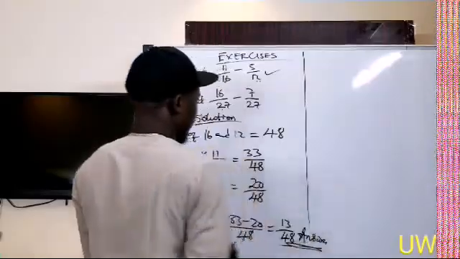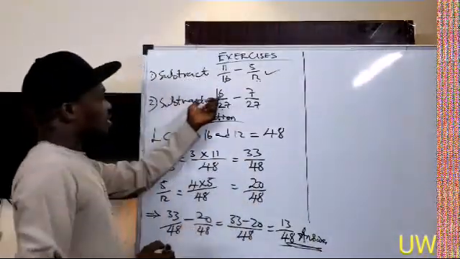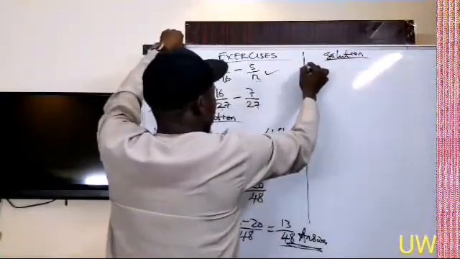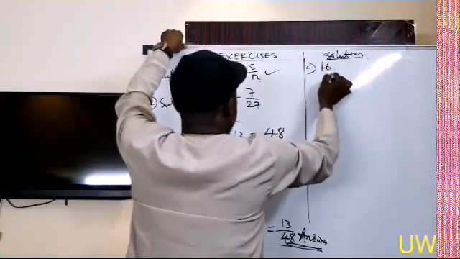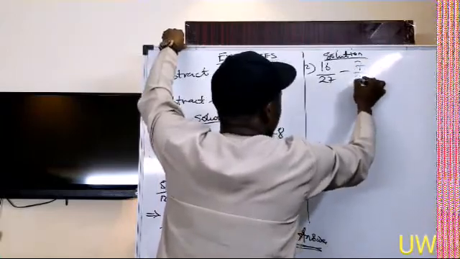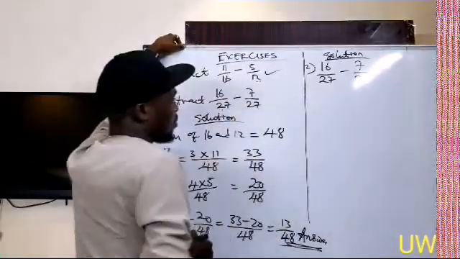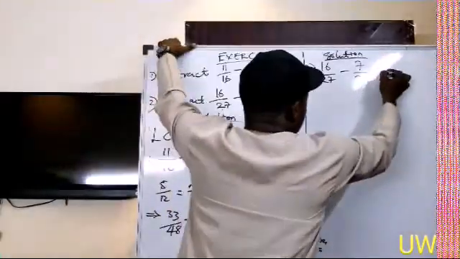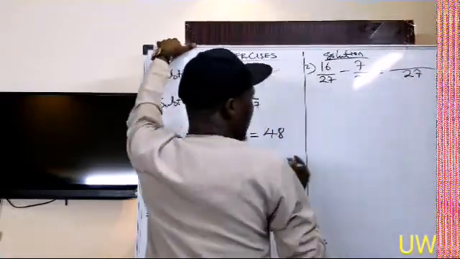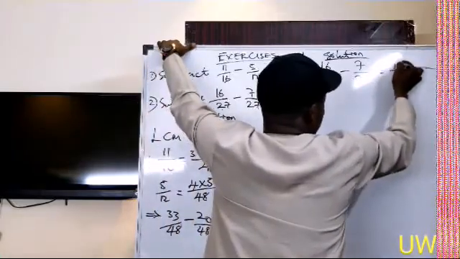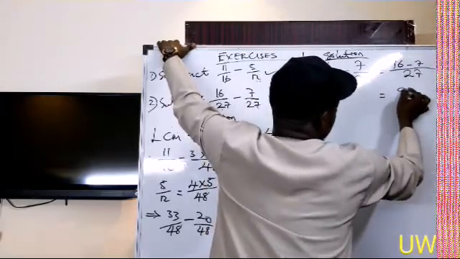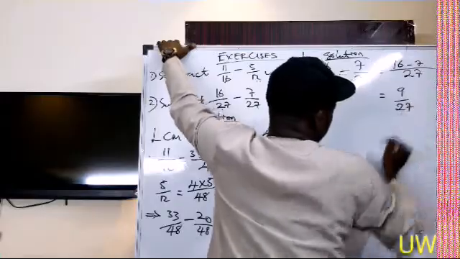We now take the second one. That is, subtract 16 over 27 and 7 over 27. The LCM of the two of them is 27. Then the numerators will now subtract: 16 minus 7 will give us 9 over 27.